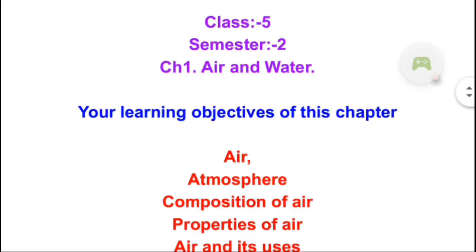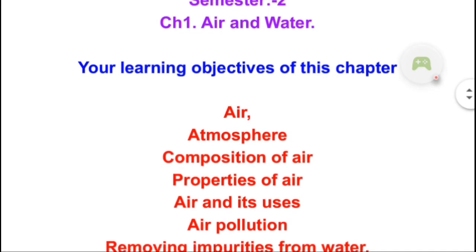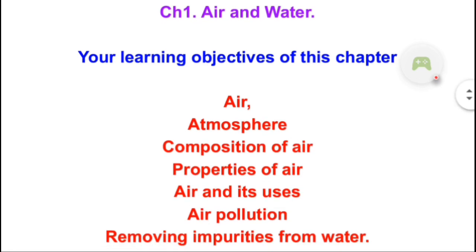Okay, students? So, what are the points that we talked about? Air, atmosphere, composition of air. Okay, we talked about these three topics. And in the next class, we will talk about the properties of air.